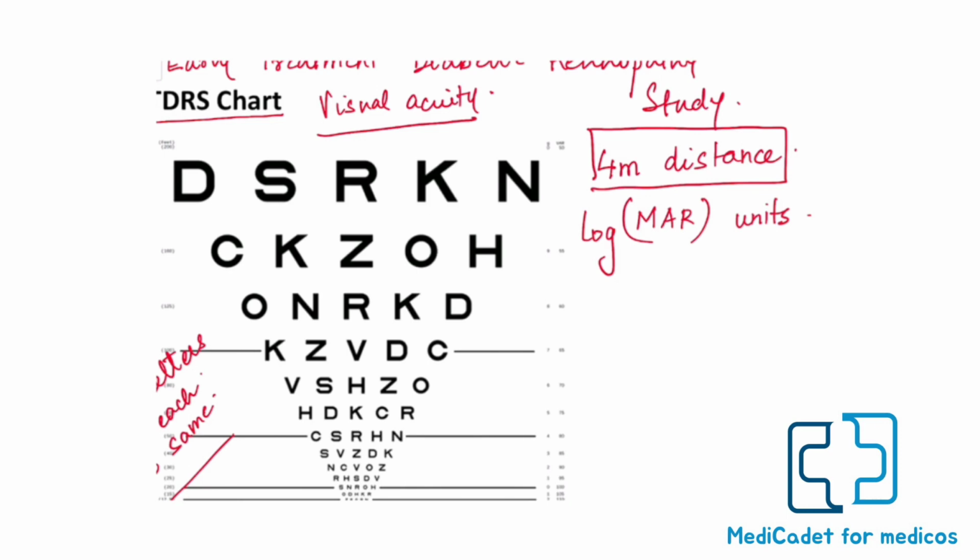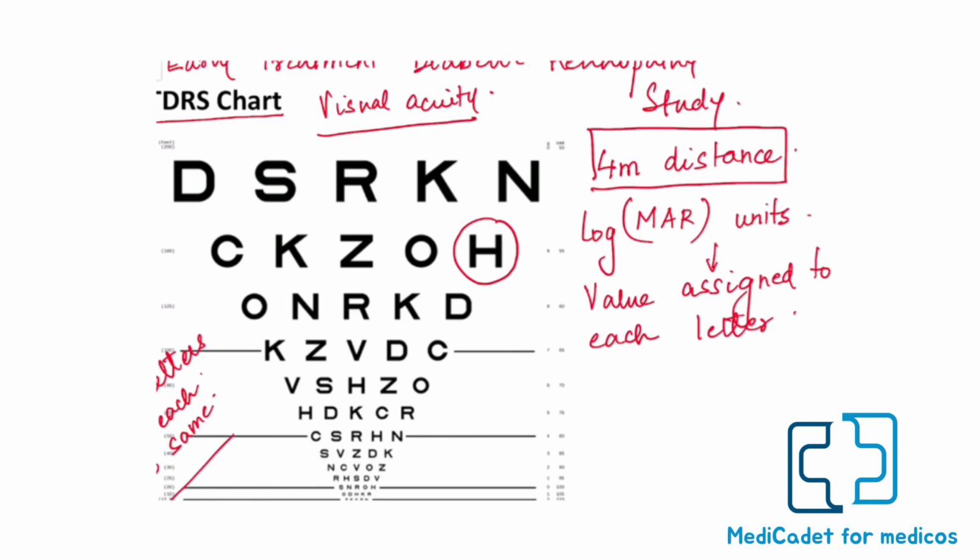To be a little more simple, because it is expressed in log units, it is easy to add and subtract. Log units are easy to add, easy to subtract, so easy to quantify. Also, there is a value assigned to each letter, not just to each line, but every letter has been assigned a value. So suppose there is an improvement by just 2 letters, that can be quantified here, which was not possible in the Snellen's chart.